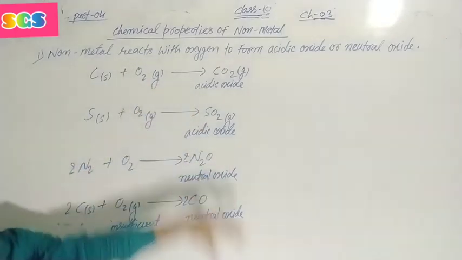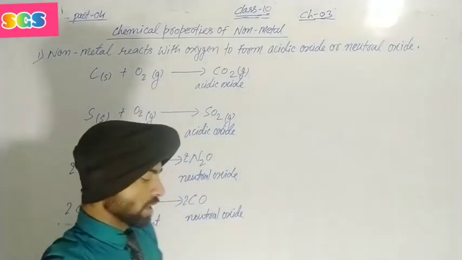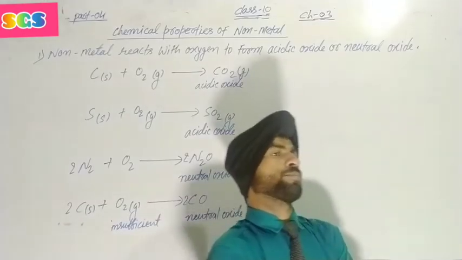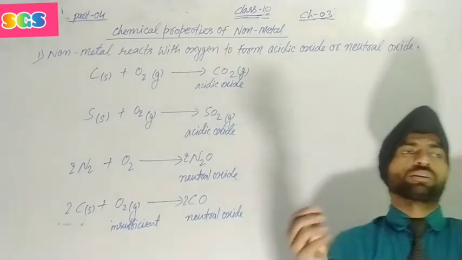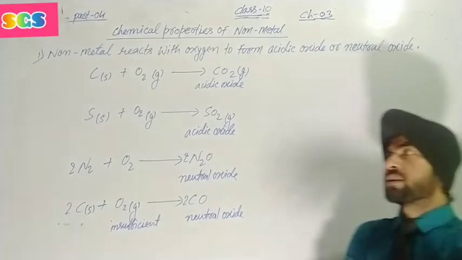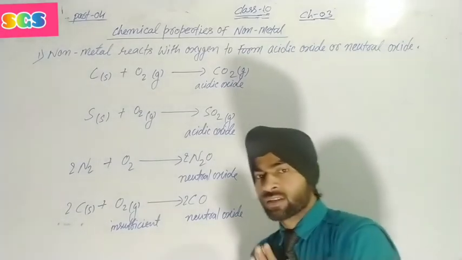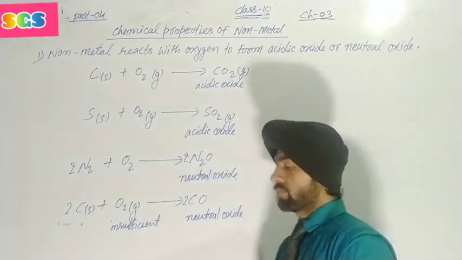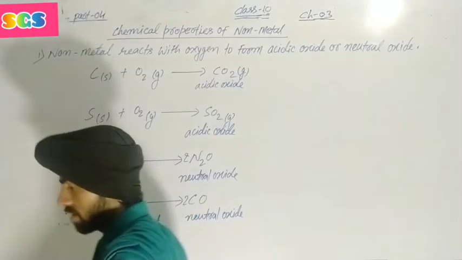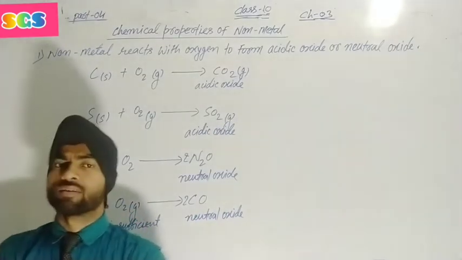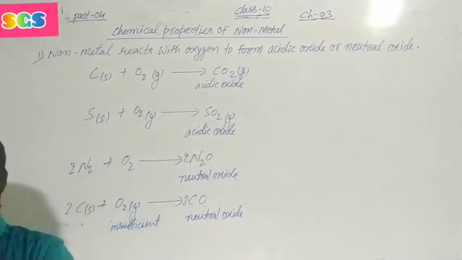Okay, so today in this part we have to read about the chemical properties of non-metal. Today we will read what? Today we will read the chemical properties of non-metal. So if we talk about the chemical properties of non-metal, already we know why we are studying the chemical properties of non-metal.